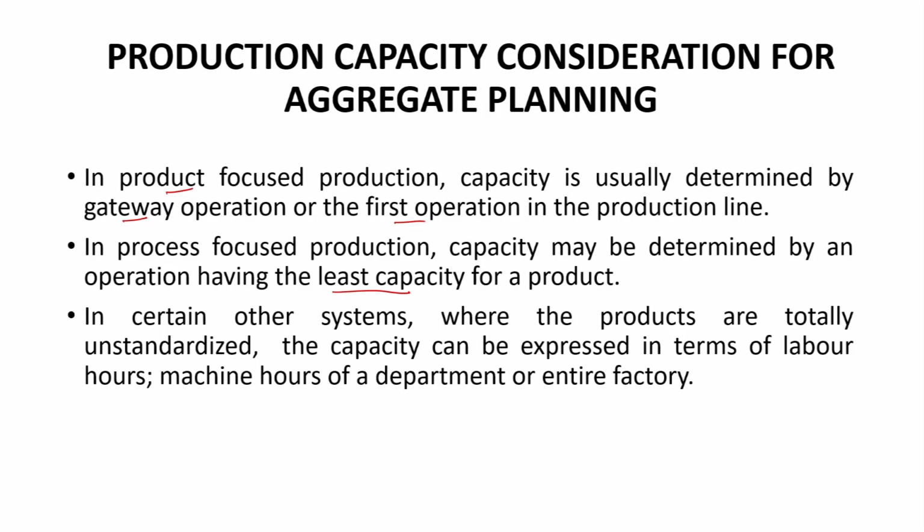If the manufacturing system has many stages, each stage obviously has a different capacity. So, which stage to be considered? In case of product focused, we can consider the first stage or the last stage where the output is coming. And in certain other systems where the products are totally unstandardized, maybe we can consider the capacity in terms of labor hours or machine hours of a department or an entire factory. Just like we have converted demand into labor hours, in the same way capacity can be converted into labor hours in that case.